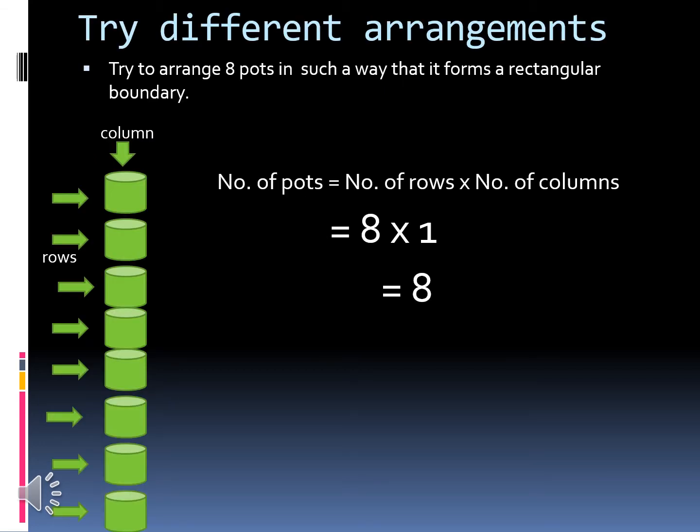Let's learn another way of finding the factors of a number. Try different arrangements. Try to arrange 8 pots in such a way that it forms a rectangular boundary. Number of rows multiplied by number of columns will give you number of pots. So here we have 8 rows and 1 column. 8 multiplied by 1, 8 1s are 8. So there are 8 pots and we can arrange it in 1 column and 8 rows. So this is the first arrangement that you can do.